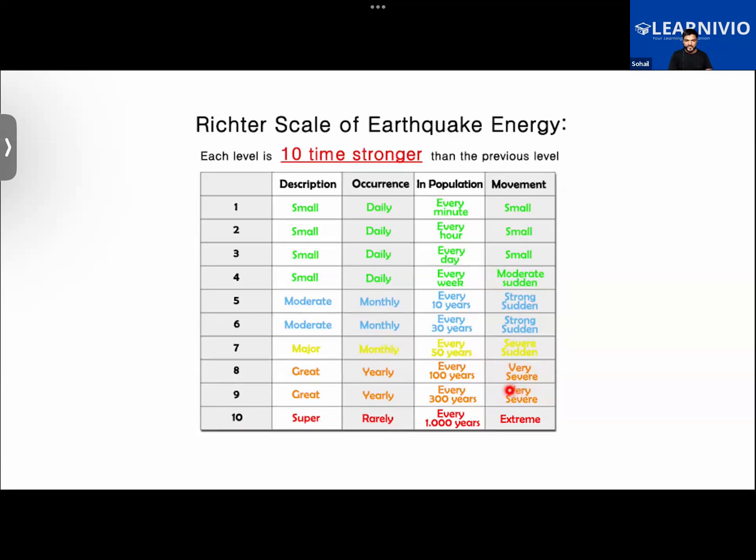Earthquakes with magnitude 9 or 10 are very rare. As per the data, a magnitude 9 might occur every 300 years, while an earthquake with magnitude 10 on the Richter scale might occur every 1000 years. The movement of the plates will be extreme, and it will wipe out a large part of the population. Getting it, guys?